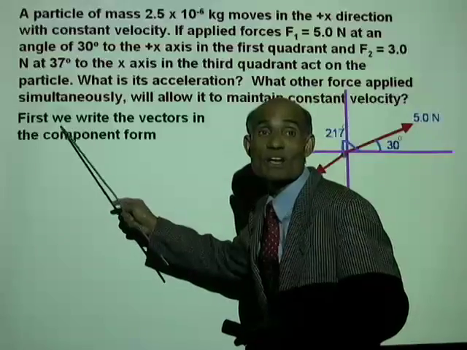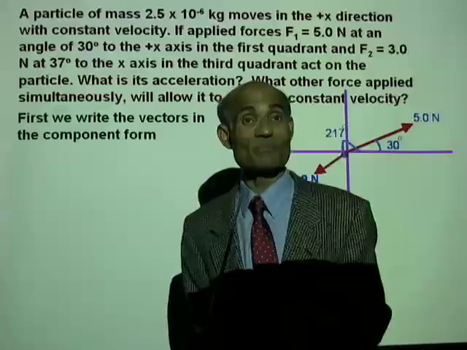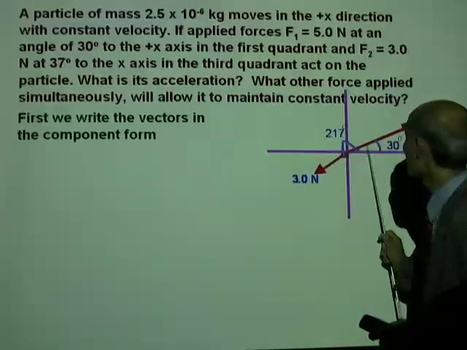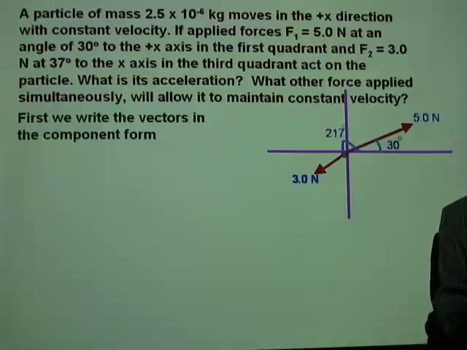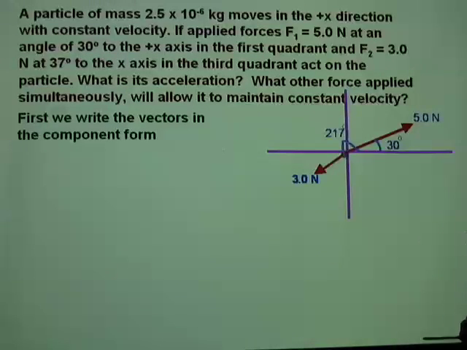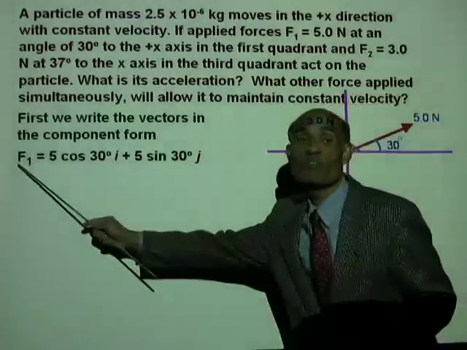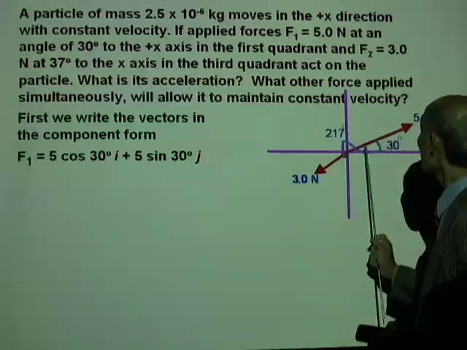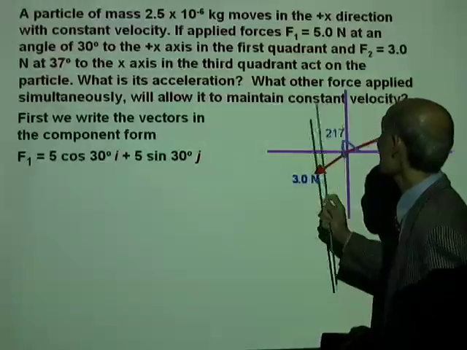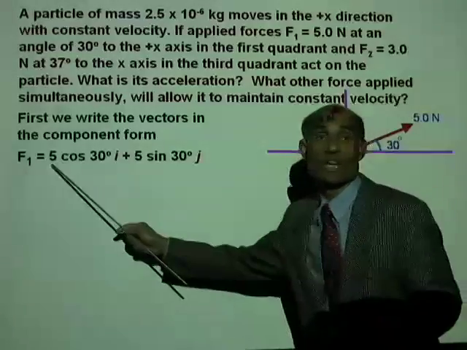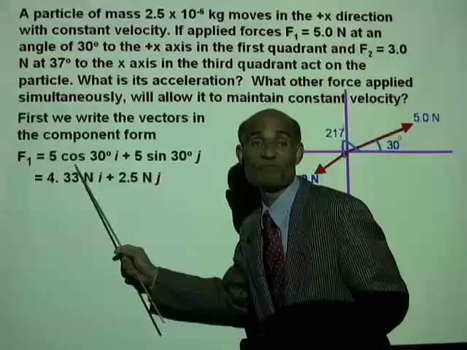To add them, first we write the vectors in the component form. That's the only way to add them. So, how do we write this in the component form? 5 Newton at an angle 30 degrees. When you write that in the component form, it will become F1 is 5 cos 30 degrees I plus 5 sine 30 degrees J. The x component and the y component, and obtain their values.